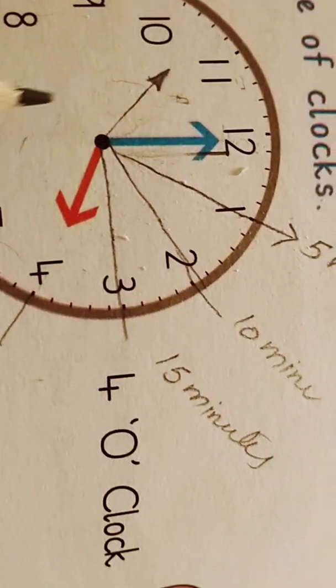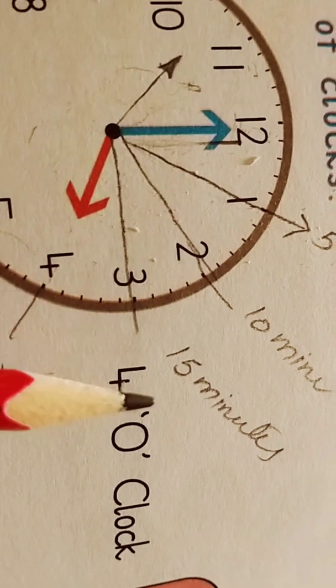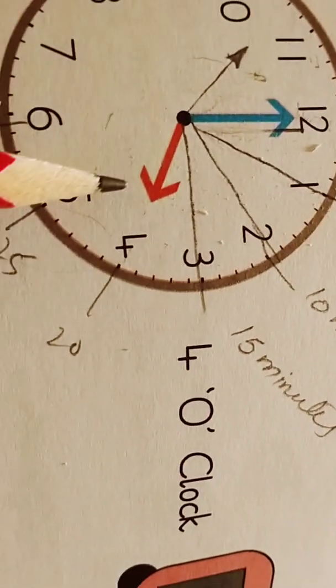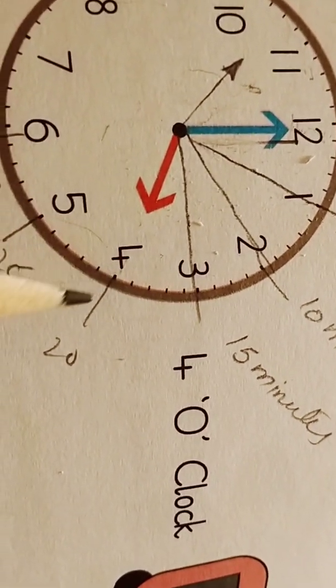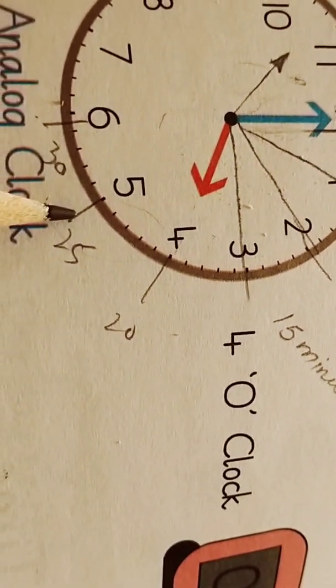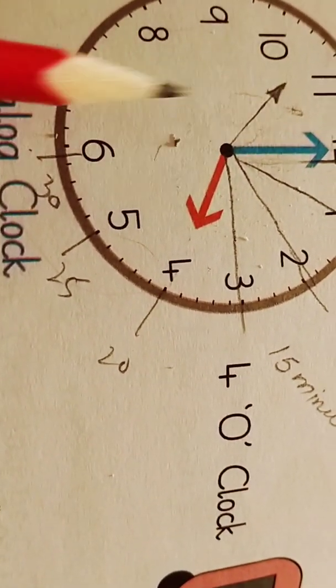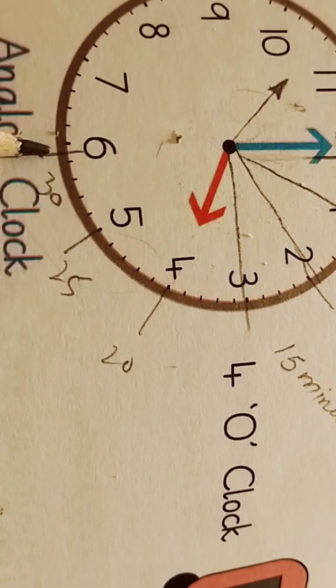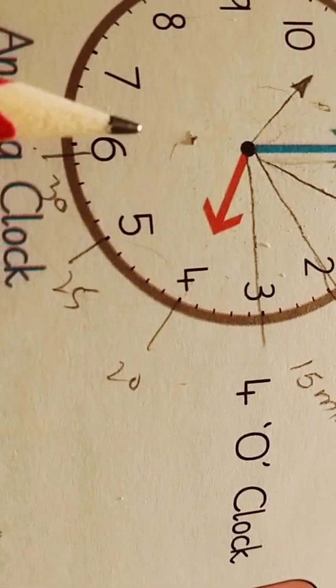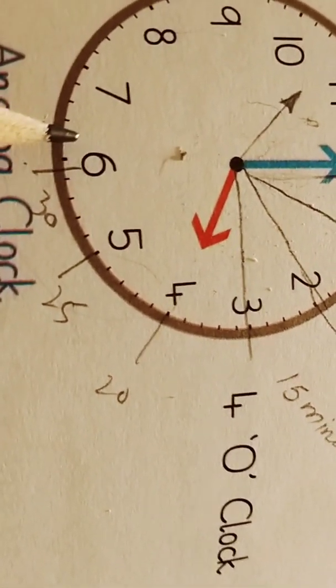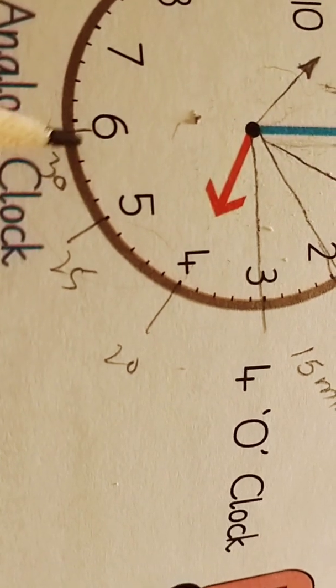Students, look at this. When the minute hand moves to 3, it makes 15 minutes. When it reaches 4, it makes 20 minutes, and at 5, 25 minutes. When it reaches 6, the time tells us 30 minutes, or half past.